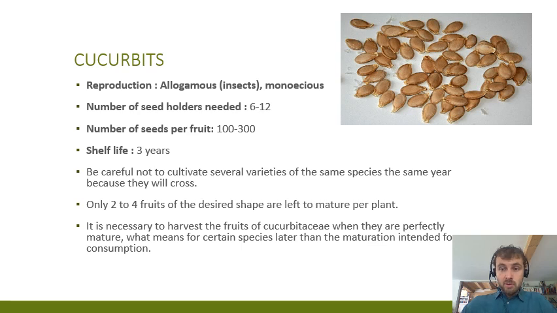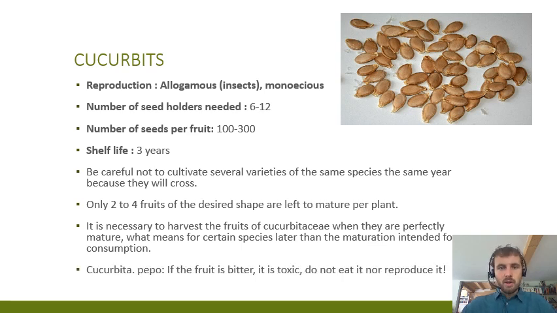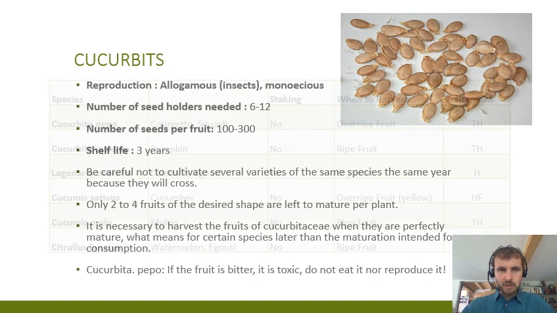When you do seed, you should really harvest them when they are perfectly mature. This means when the stems get out of the fruit and the fruit is left on the ground. You can get cross-pollination with wild species around it that can bring a toxic character in the plant. So if you have a bitter squash or pumpkin, you should not eat it or reproduce it, because it's possible that you have an input from a wild plant that made it toxic.